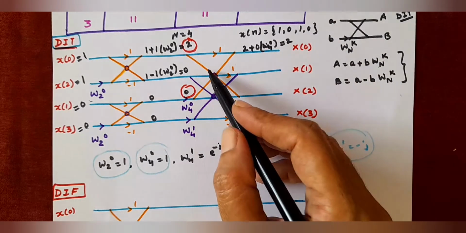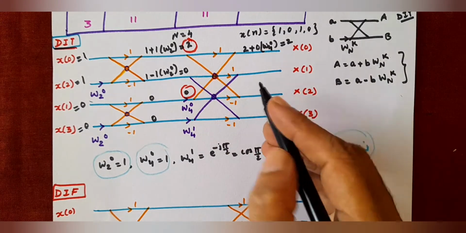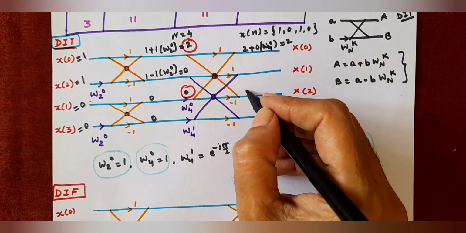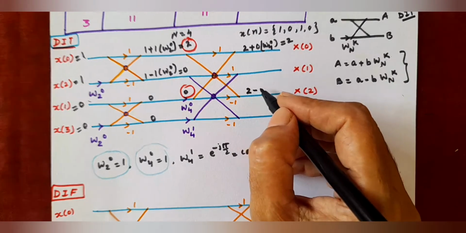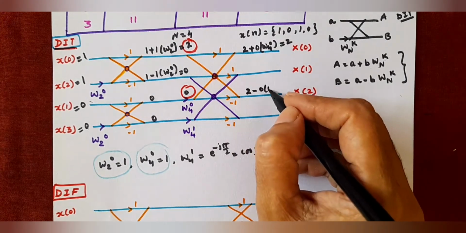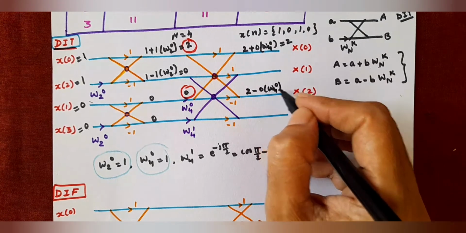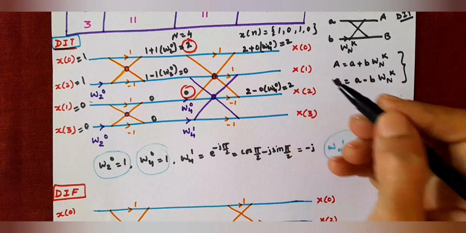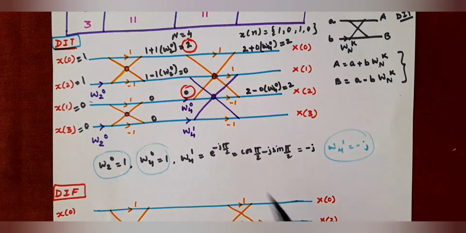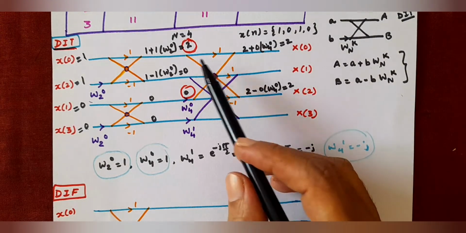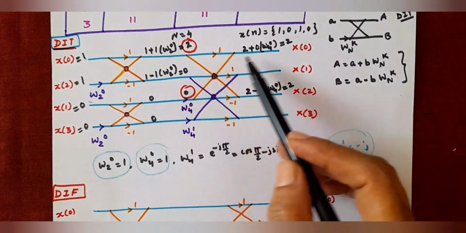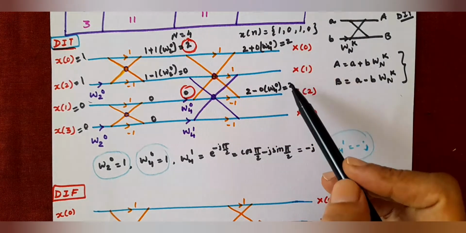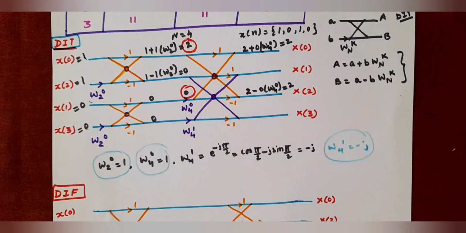Now coming to this orange butterfly lower line, what is the equation? A minus B. A is 2, B is 0, W4 to the power of 0. So 2 minus 0 is how much? 2. So for this orange butterfly, when the inputs are 2 and 0, the outputs are coming to be as 2 and 2.